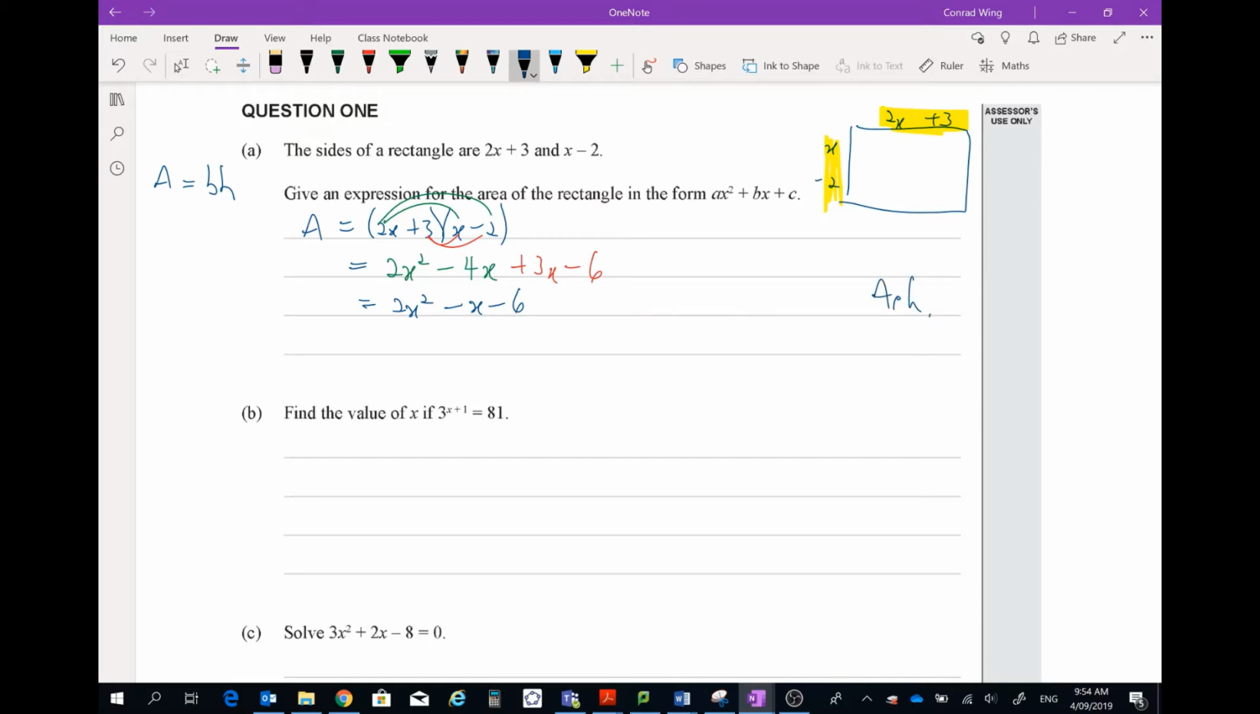And that's all you have to do. So the key here was expression, right? It didn't say solve, it didn't say find a value for x, it's find an expression. That is it. That's achieved.